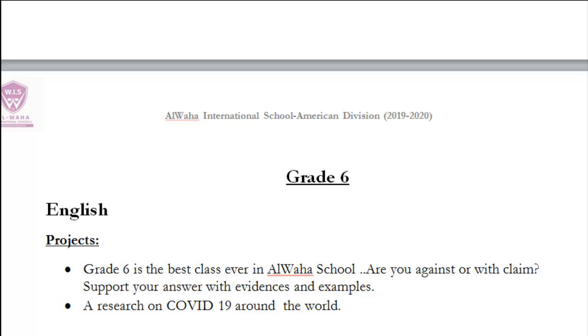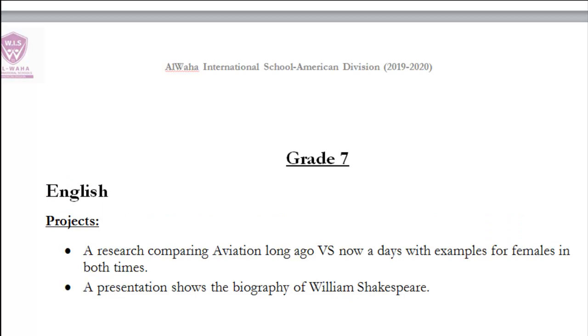Second project, you have to choose one of the two, as we said before. It's a presentation that shows the biography of William Shakespeare. Same thing as Martin Luther King, as we said in grade 4. This will be the same for William Shakespeare: his books, his childhood, school. I think this writer.